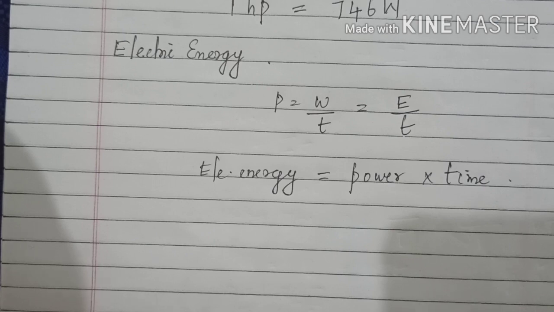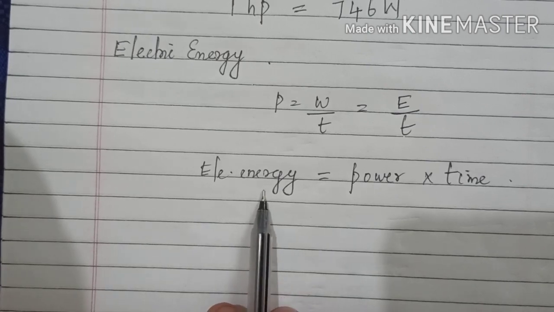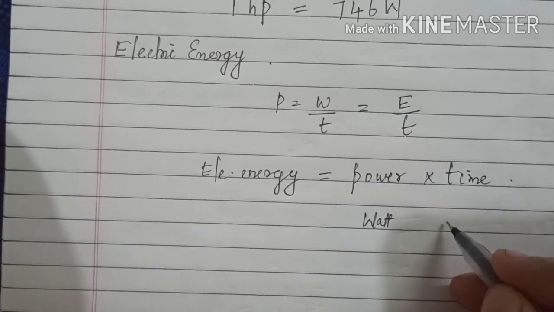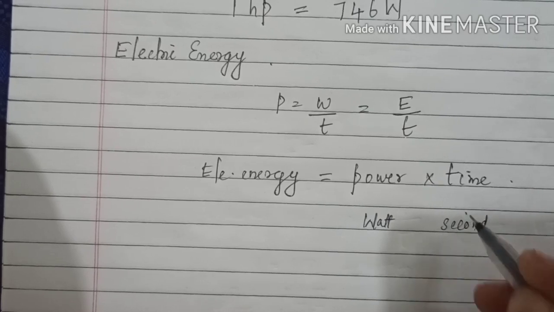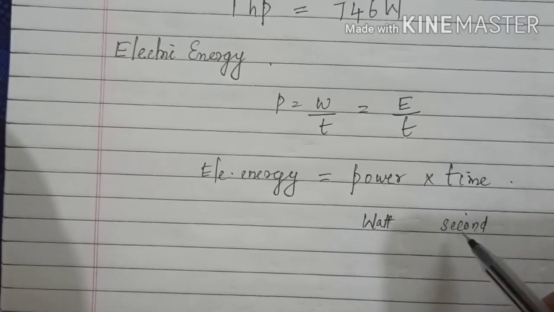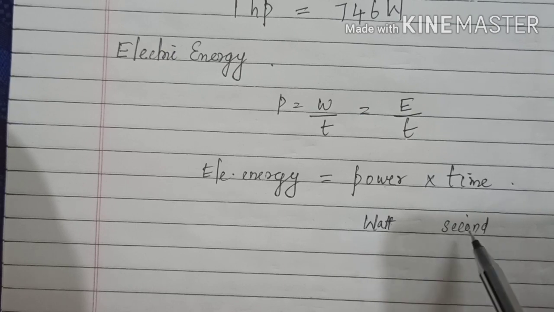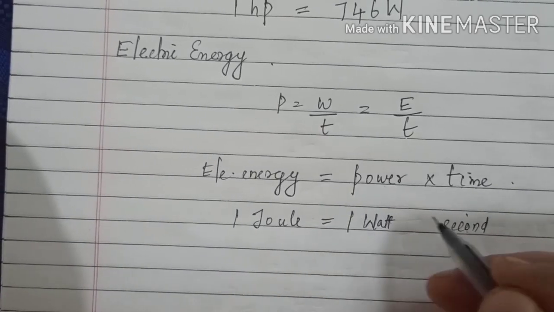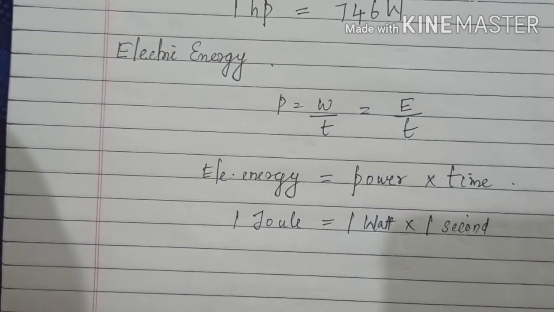The SI unit of energy, as you know, is joule. That is when power is in watt and time in second, isn't it? Watt is the SI unit of power and second is the SI unit of time. So 1 watt second is equal to 1 joule. You can write that. So 1 joule can be expressed as 1 watt into 1 second.